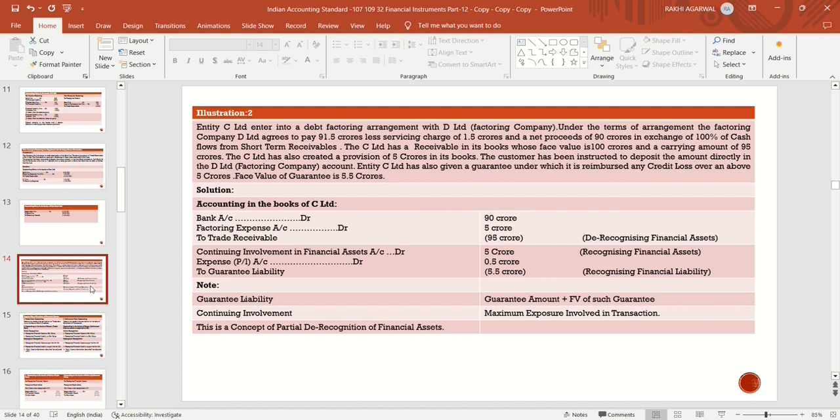Then he has recognized another financial asset, because he has collected the provision amount also which he had created in his books. So he has recognized the financial asset as continuing involvement in financial asset, account debit by 5 crores, to guarantee given. So guarantee liability 5.5 crores.